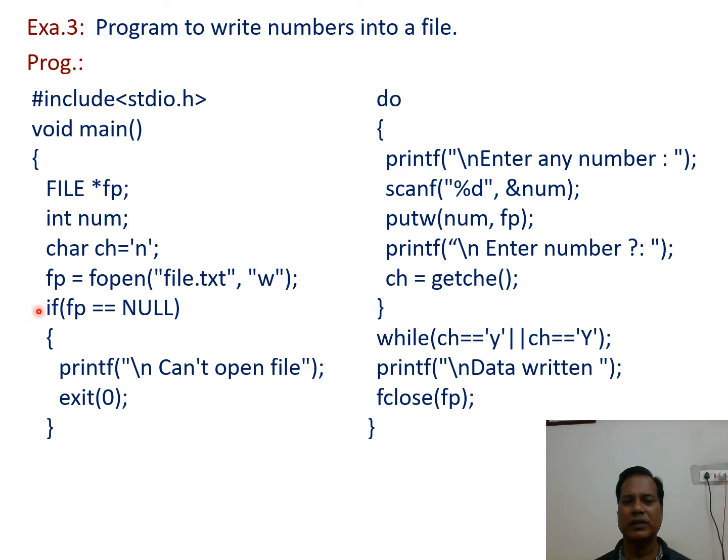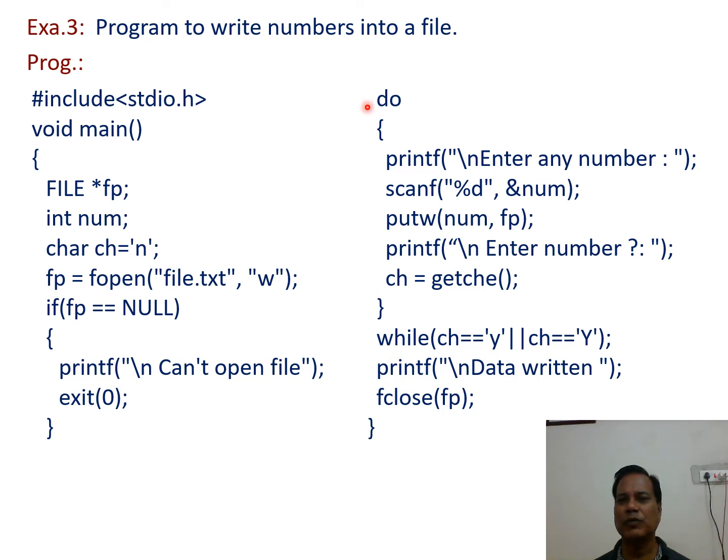Now the next if statement checks if fp has a value of NULL. If this condition is true, the printf statement prints can't open the file, and then control comes out of the if statement. Not only this, it comes out of the main function, that is, the end of the program. If this condition is not true, then control goes to the next statement, and here it is the do while loop.